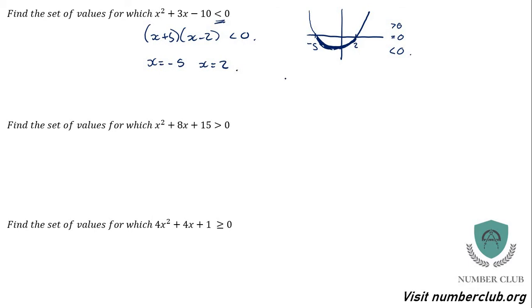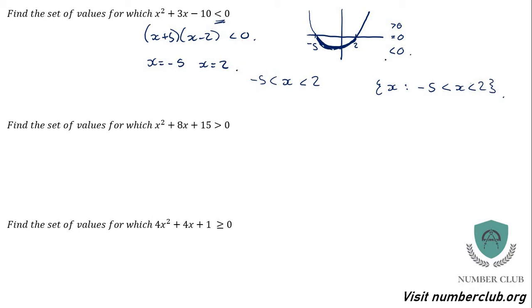So we want the section where x is less than 2, but also greater than negative 5. That would be fine most of the time. If you're asked to give set notation, you would get one region, so one set. You get something that looks like that. Okay, nice and easy. Next, find the set of values for which this is greater than 0.